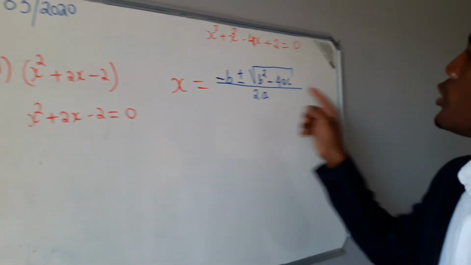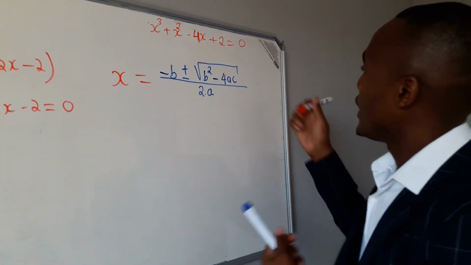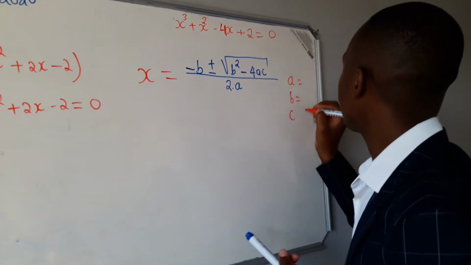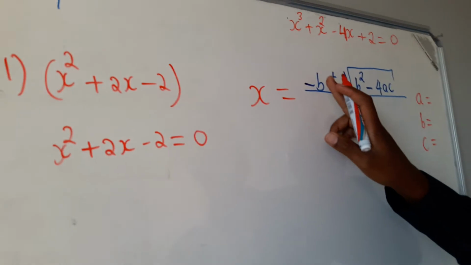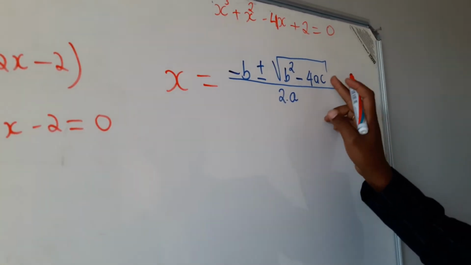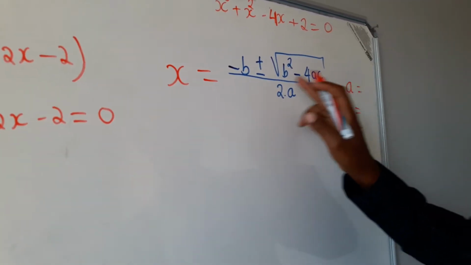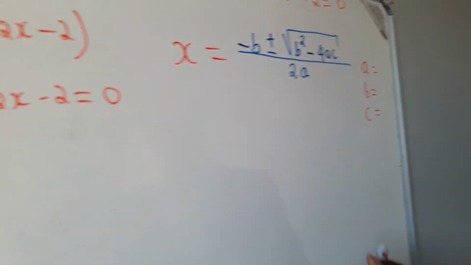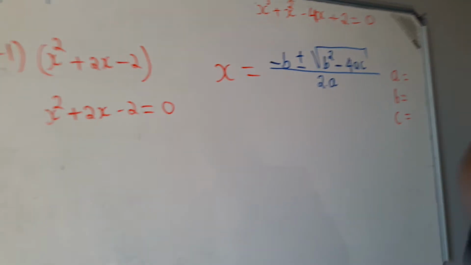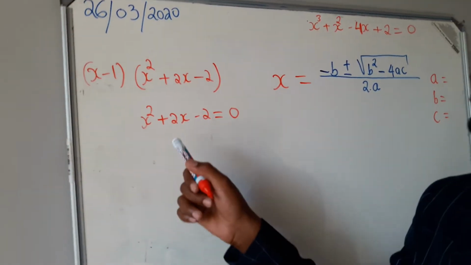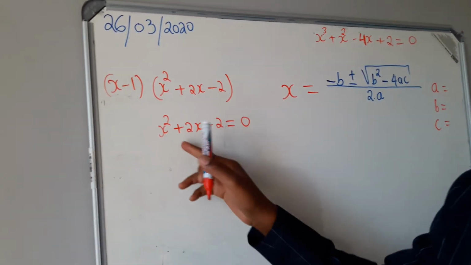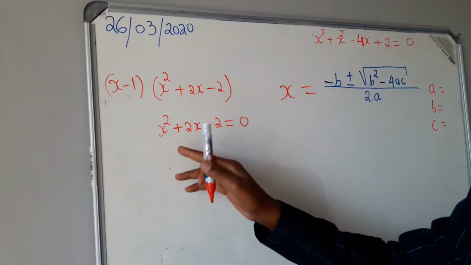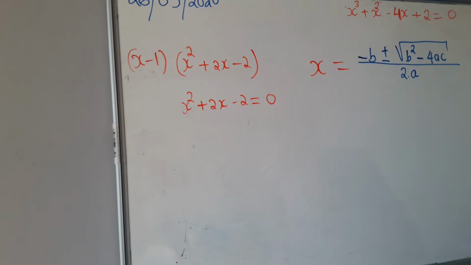Now, we need to find the values of a, b, and c. As you can see here in the formula, we have b, we have a, and we have c. And these are actually values that are within the equation. Now the value of a is always the value that is adjacent to the first term with the highest exponent. In this case, x squared. It's got a value of 1. So we're going to write it down here.